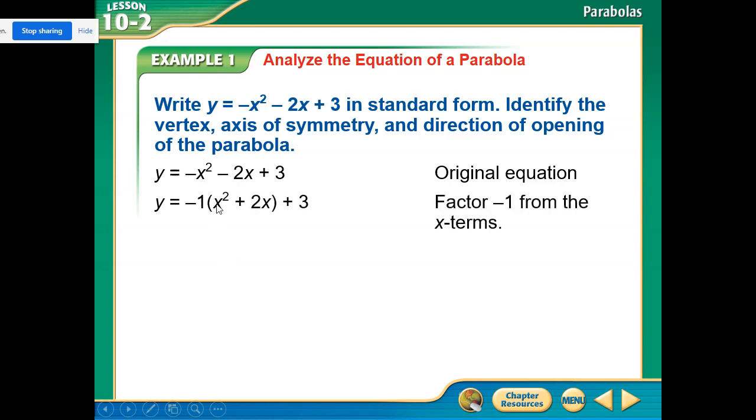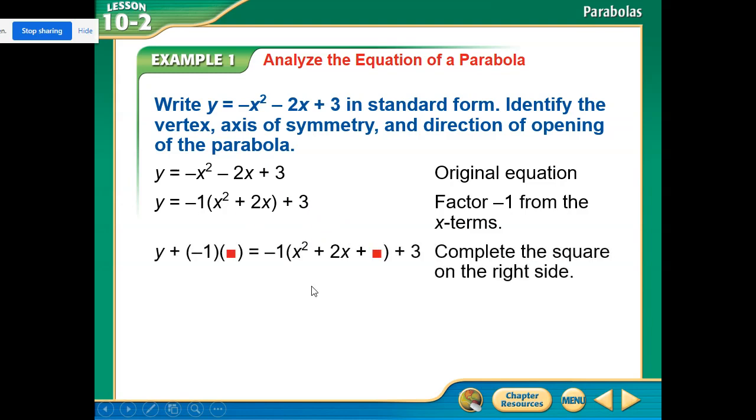So we're going to factor out a negative 1, but we only factor it out from the x's. That plus 3 can just kind of slide to the back. We'll deal with it in just a little bit, but it's just kind of hanging out there. All right, so we move the -1 over. And now we're going to need to do that completing the square thing. So we're going to have that blank here, and we're going to have a blank on the other side. But notice since we took a -1 out, we also have to have a -1 over here.